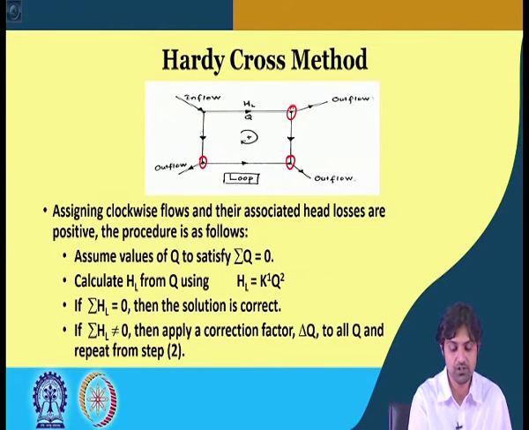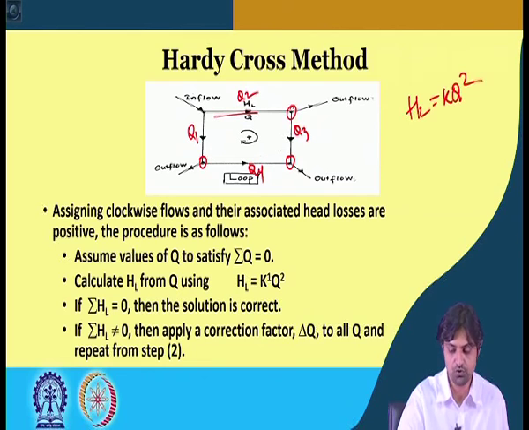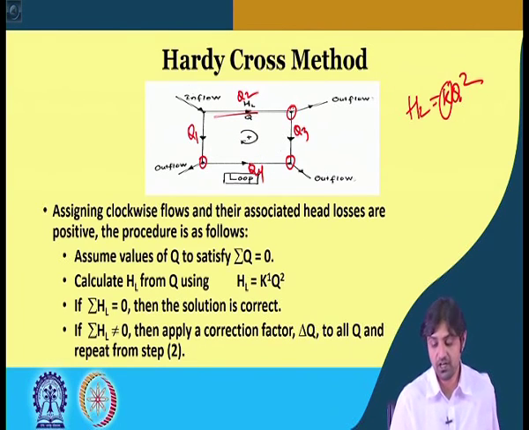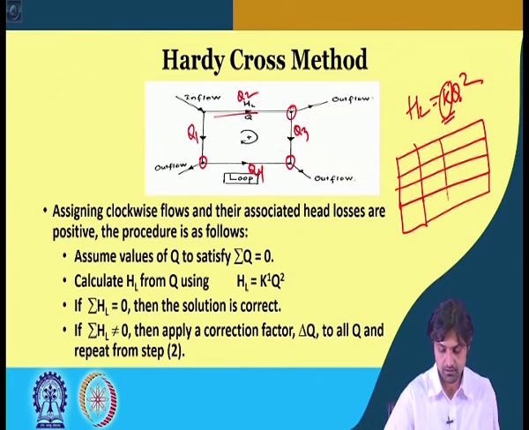So, once Q is defined here, Q1, Q2, Q3, Q4 for example, then you start calculating HL. HL is K into Q square. This K either you have to calculate yourself or it will be given also. Both can happen. All right. So, you will prepare a table like this. You see pipe, you will say A, B, B, C, C, D, there are four pipes here, D, E for example, it is a circular pipe for example.